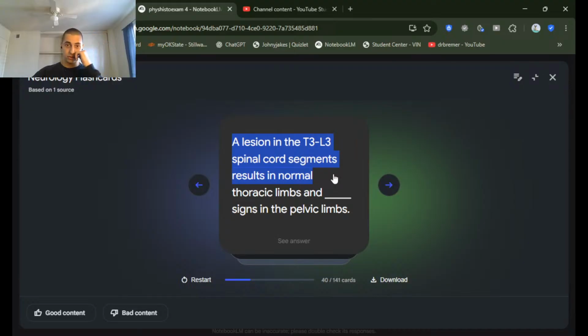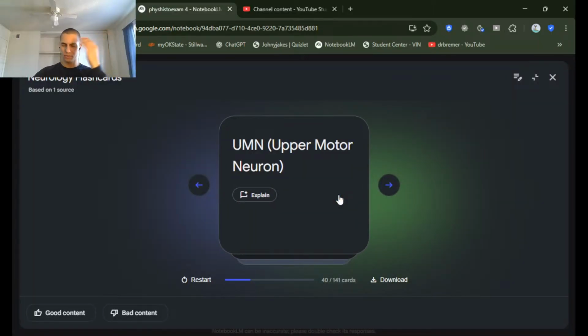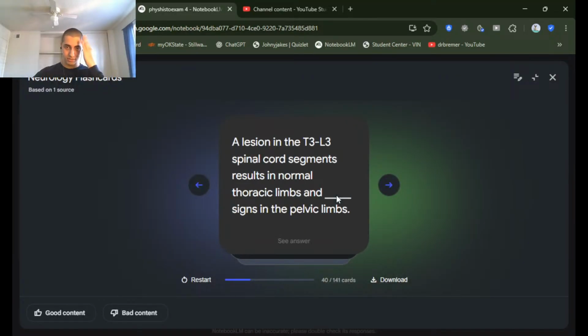Okay, I didn't know that. Normal thoracic limbs, but that makes sense because it's past where the brain delivers innervation to the thoracic limb. Normal thoracic limbs and lower motor neuron signs in the pelvic limbs? No. Okay, I'm confused now. Where is T3 to L3?